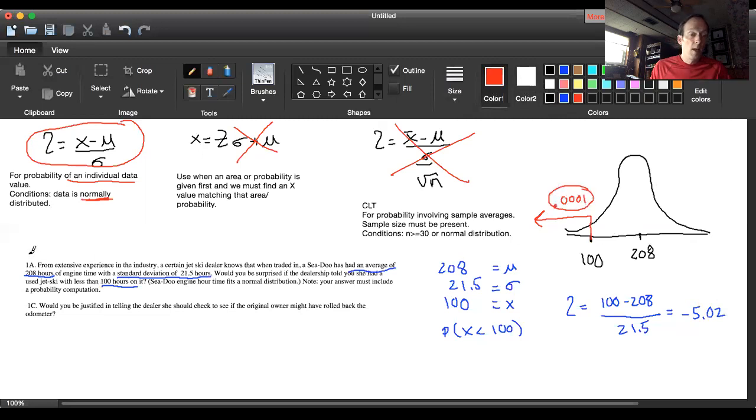Now that takes care of part A here. For part C, that should actually read part B, they're asking if I would be justified in telling the dealer you should check to see if the original owner rolled back the odometer. And I would say probably yes, because the probability of finding a jet ski with such low usage is almost minuscule. So it is possible that the person might have lied about their engine hour time, maybe to get a better buyback, rather a better value, when they went to sell that vehicle back to the dealership.